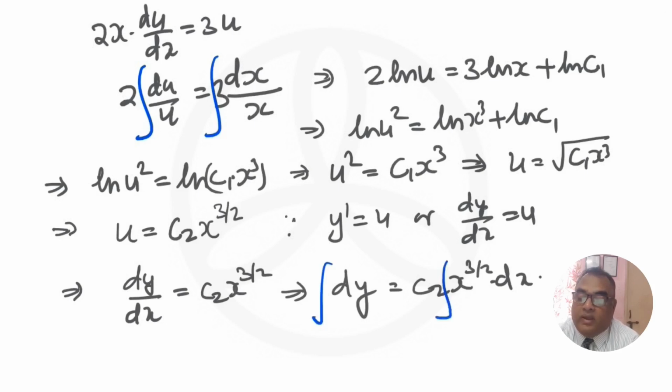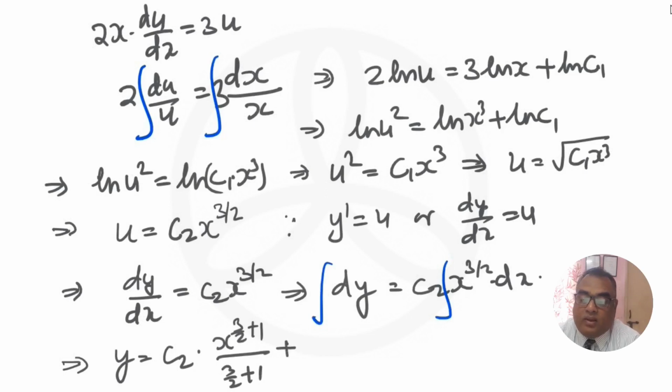We will have y is equal to c2 x to the power 3/2 + 1 divided by 3/2 + 1, as per the rule, plus another constant c3. This will give y is equal to 2/5 c2, no, pardon me, this will be x to the power 5/2 plus a constant c3.